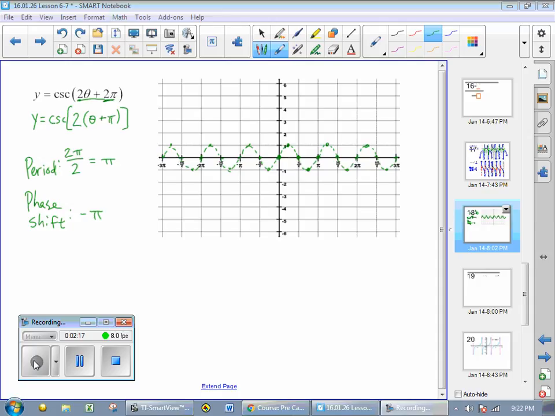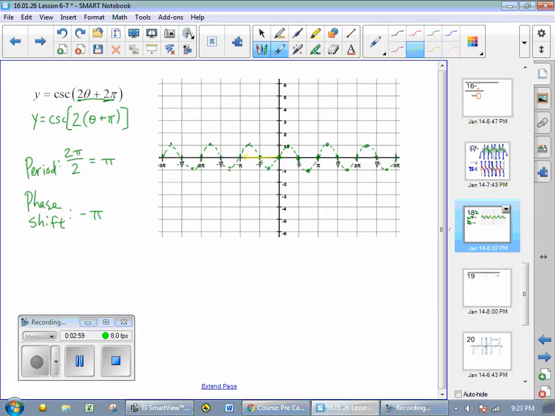Now I'm going to think about the phase shift before I graph cosecant. So what I want to do is shift this pi units to the left. But you'll notice something really interesting happens here. If I shift this point pi units to the left, it ends up right there. So when I do that, you'll notice it's back on top of itself. That's because this function has a period of pi units, so it repeats every pi units. So shifting it pi units will actually bring it back to where the original function is. So the phase shift puts it back to where it started.